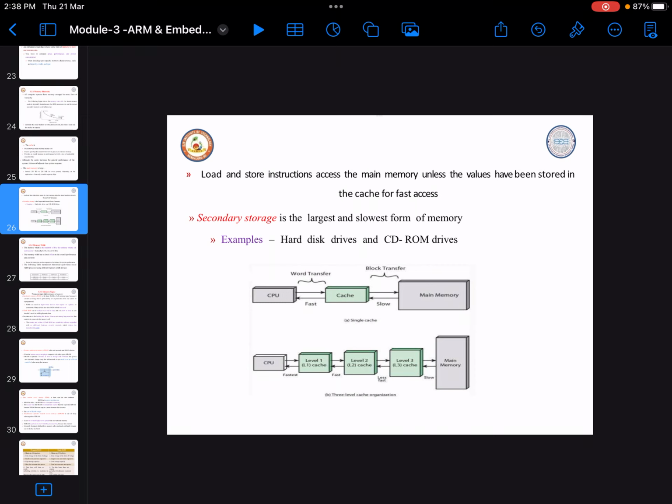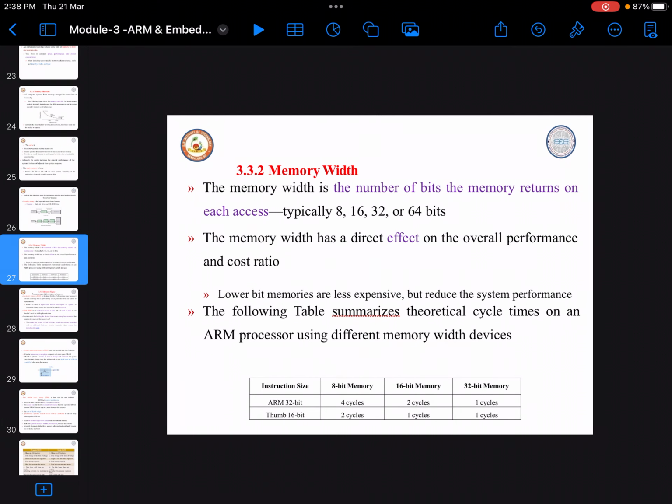Between the CPU and main memory, you will have a cache memory. In a 3-level cache organization, you have level 1, level 2, and level 3 between the CPU core and the main memory. Memory width indicates the number of bits that memory returns in each access. That means in every cycle, how many bits it can transfer at a time. It could be 8 bit, which depends upon the data bus width.